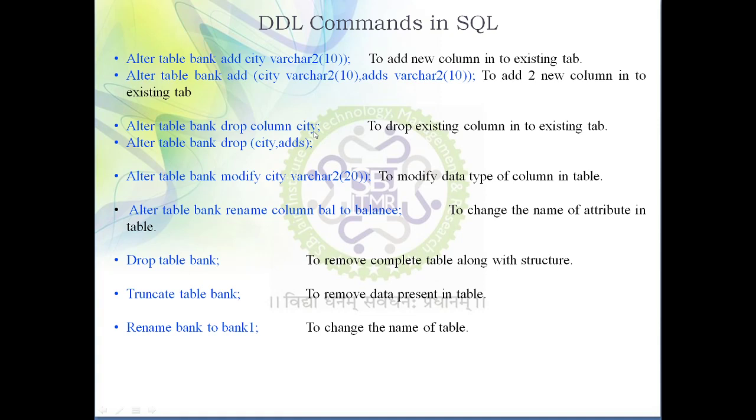Suppose I need to remove more than one column, then how should I do this? ALTER TABLE bank DROP ct, address. That means by using this I can remove two columns, one is ct and the second one is address.